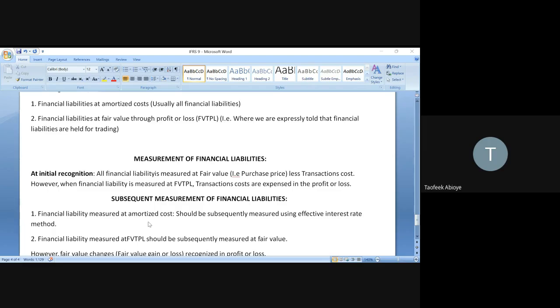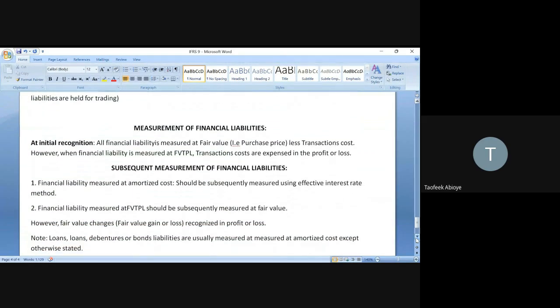Okay, let's continue. Now, measurement of financial liability. Just like financial assets, financial liability measured at amortized cost will be measured using the effective interest rate method. Then financial liability held at fair value will have changes in fair value recognized in P or L.